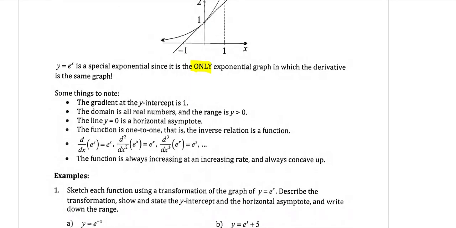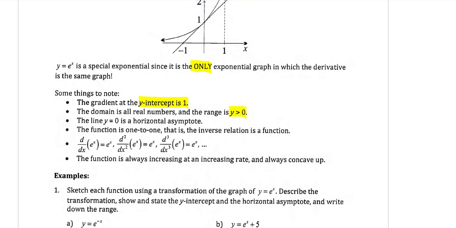So, some things to note. The gradient at the y-intercept is 1. The domain is all real numbers, and the range must be greater than 0, because you've got an asymptote there. The line y equals 0 is a horizontal asymptote, so can't forget that one. The function is 1 to 1, which is normally what we would consider a straight line to be. One x value has one y value, so an exponential is the same.